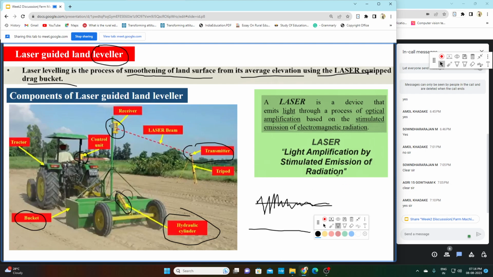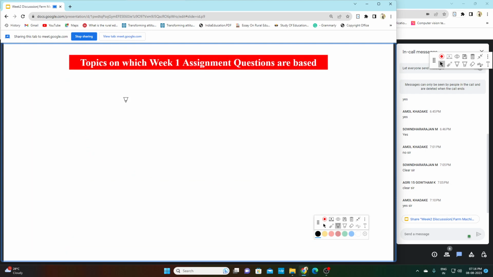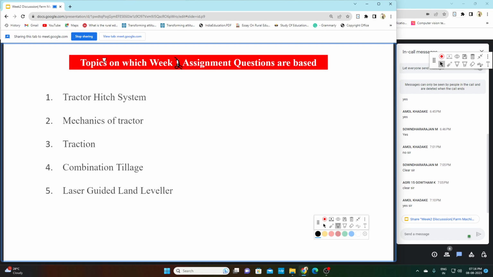Okay, so let's move on to the questions now. This is the week 2 assignment, not the week 1 assignment. These are the topics that will be covered for the week 2 assignment. First is the tractor hitch system. Second, we will be dealing with the mechanics of tractor. Third is traction. Fourth is combination tillage. Fifth is laser guided land leveler.